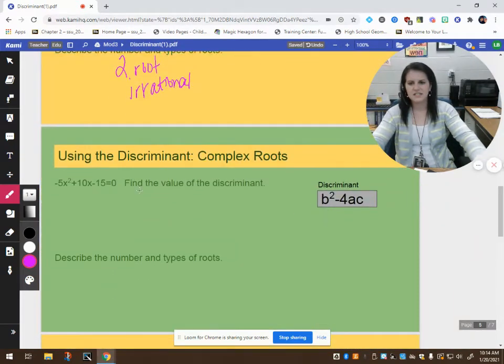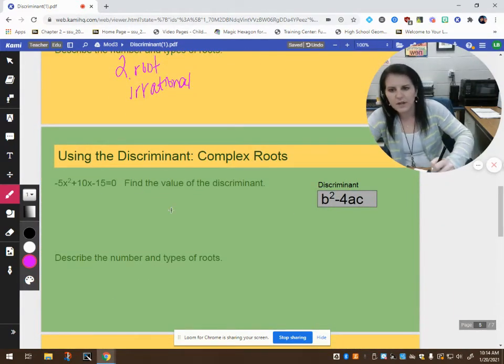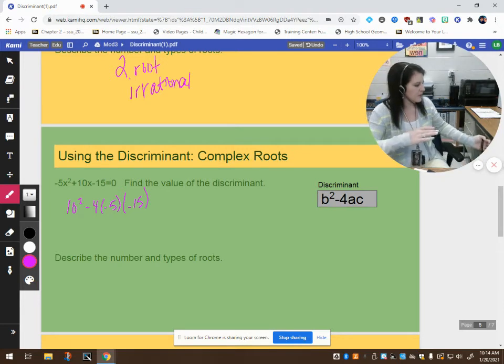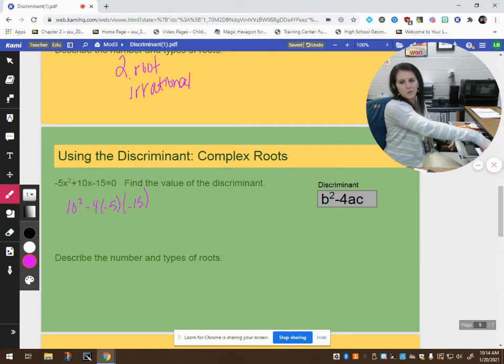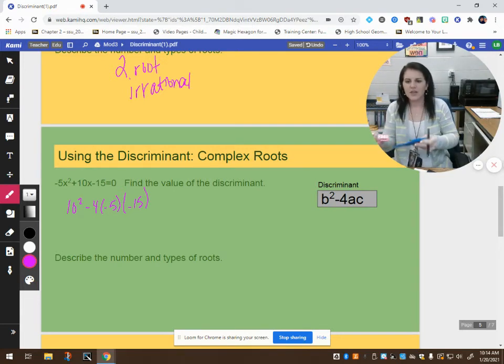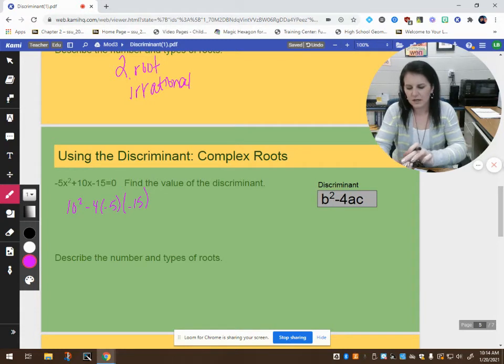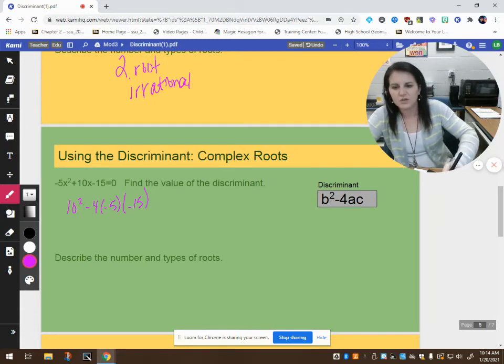Okay, so let's look at this next one. B squared, that's going to give me a positive 10 squared minus 4 times my A value times my C value. And we'll have to whip out my handy dandy calculator for this one. So we know that 10 squared is 100. I know that a negative 4 times a negative 5 is a positive 20. And 15 times 20 is 300.